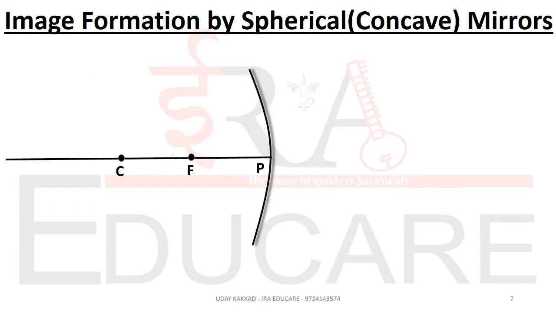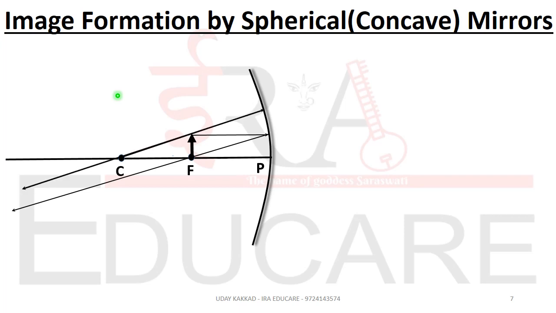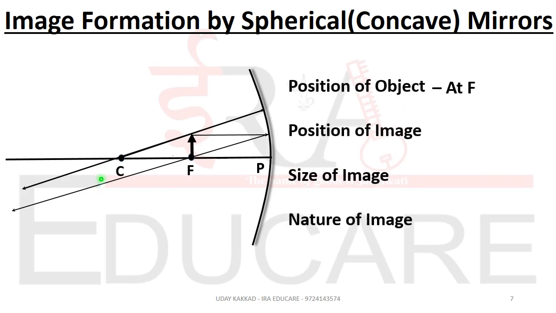Next is at F, right? Your object is at the F position. Now take a ray passing through the F, right? See, now you can see that both lines are parallel. So you know that if lines are parallel, they can never meet. So here no image will form, right? And if it is formed, then it's very large.